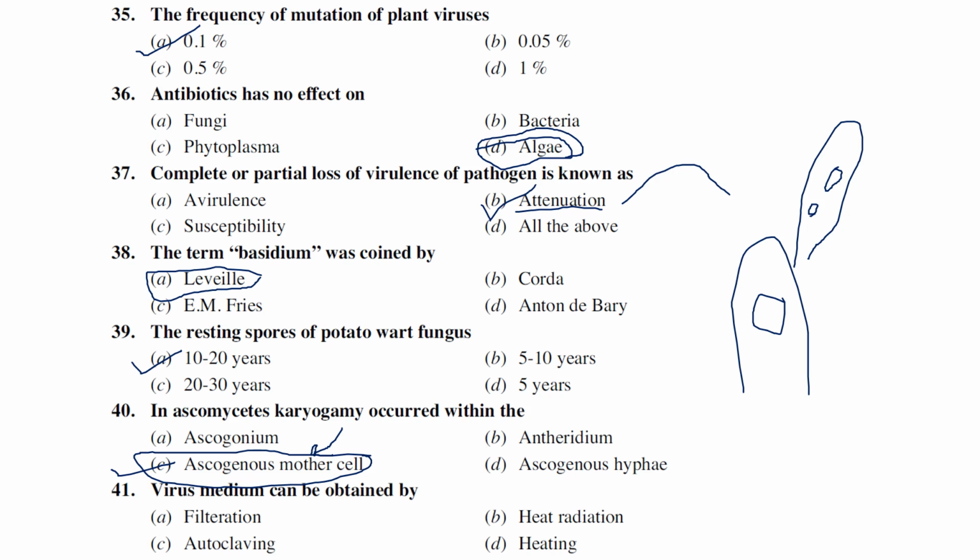Virus medium can be obtained by filtration, heat radiation, autoclaving, heating. See, even though I only wrote the book, I still couldn't understand the meaning of this question, but the answer is given as filtration. I don't know what this virus medium being obtained through filtration means. I was a little bit unclear about this. You guys please refer.